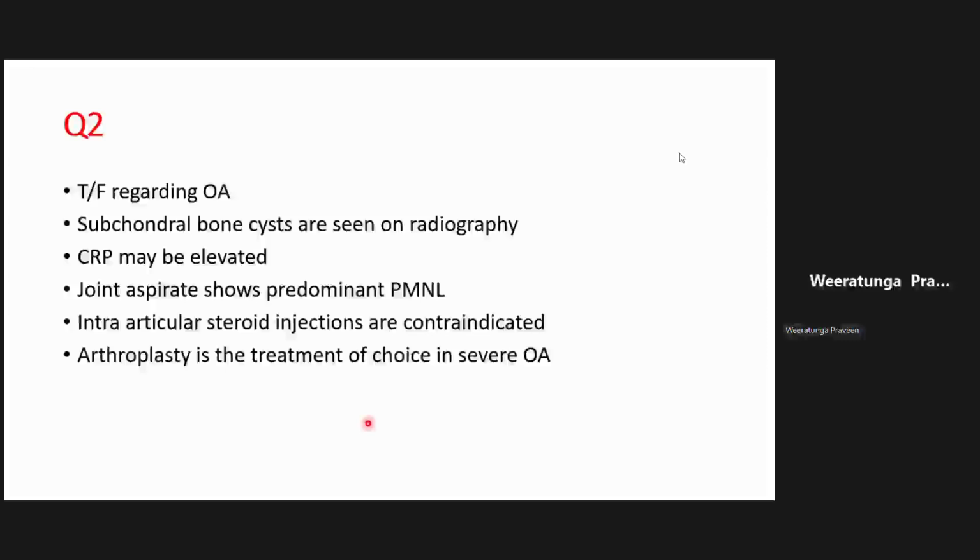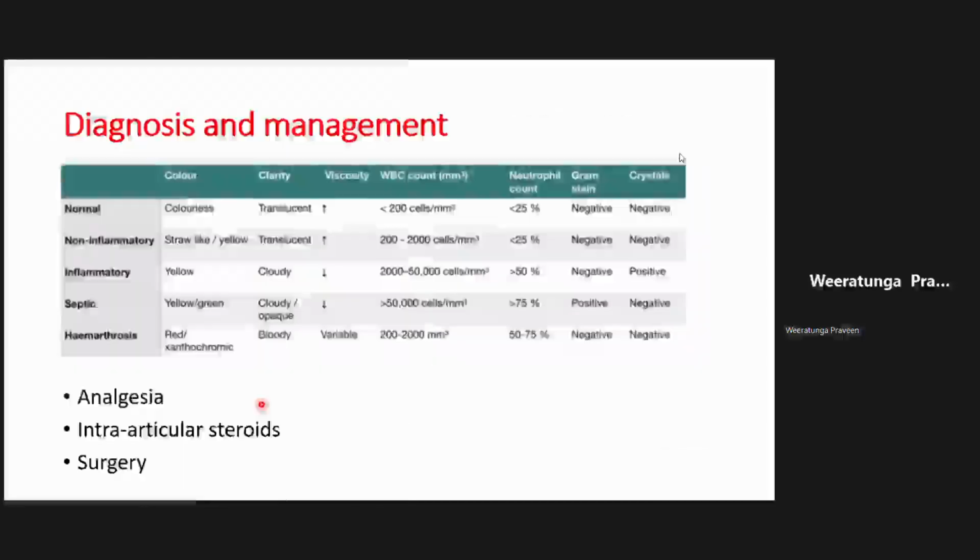And of course, joint replacement, arthroplasty, is sometimes needed in patients with severe osteoarthritis. You need to replace the joint and put in a prosthetic, artificial joint. So as I discussed, analgesia, intra-articular steroids, and surgery are the three main treatment options for osteoarthritis. We do not have effective disease-modifying drugs for the disease yet, so this is one of the major lines of research now: trying to find disease-modifying drugs for osteoarthritis.